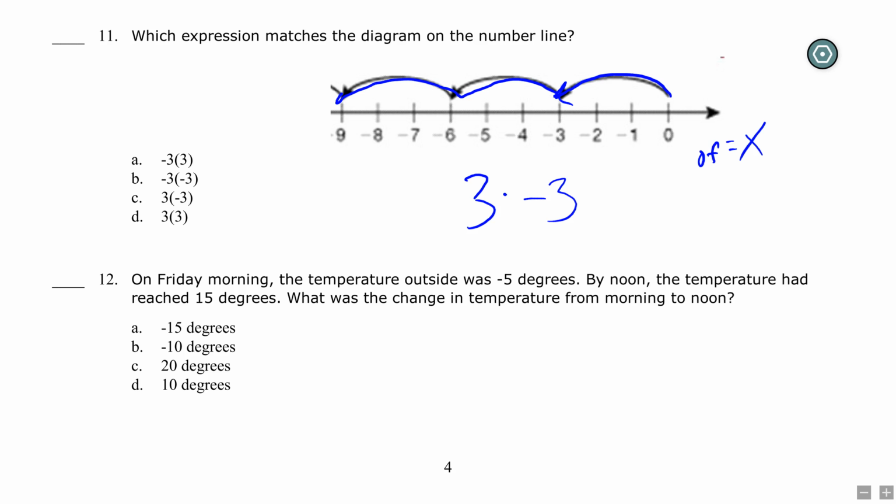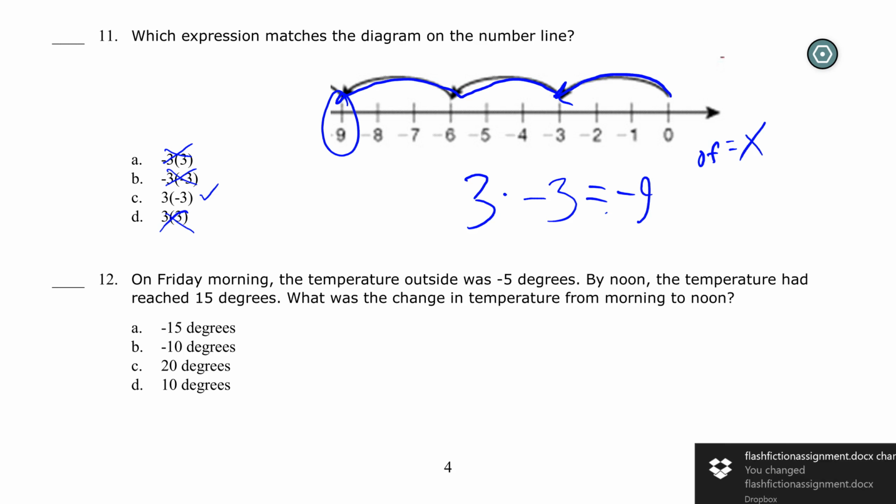And so -3 jumps of 3, that's not correct. -3 jumps of -3, no, that's not what we did. 3 jumps of -3, so that looks like it matches. And then 3 jumps of 3, and so that's not what we did either. And so we can also look and see that we landed at -9. Does my answer equal -9? 3 times 3 is 9. Positive times a negative is a negative, so that also works. And so our correct answer is going to be C.